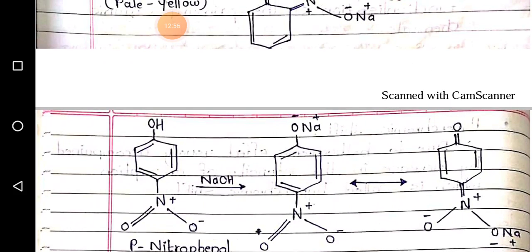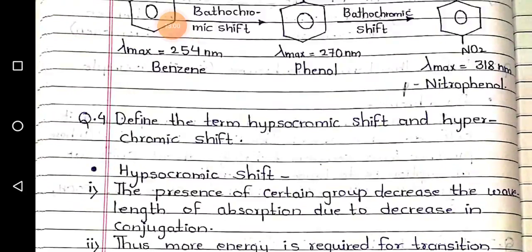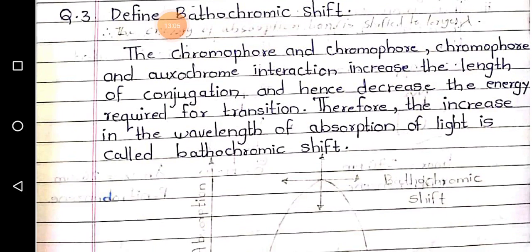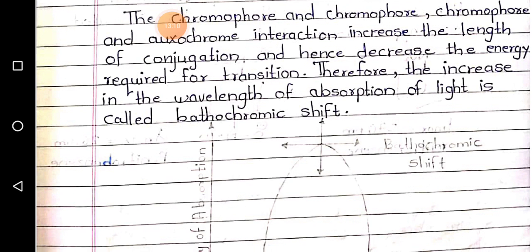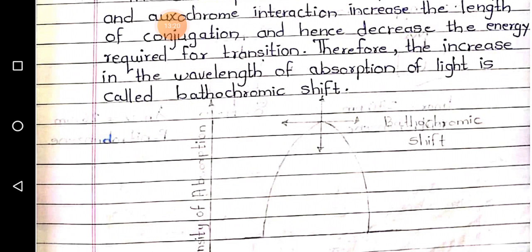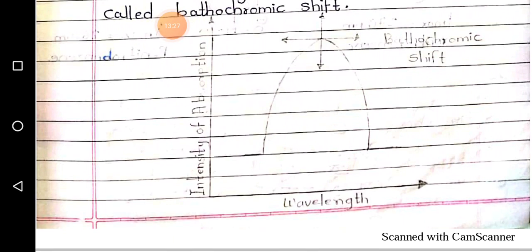So this is all about these terms: the hypsochromic shift, bathochromic shift, and chromophores. Once again, in the bathochromic shift, the chromophore and auxochrome interaction increases the length of conjugation and hence decreases the energy required for the transition. Therefore, the increase in the wavelength of absorption of light is called the bathochromic shift. Here is the diagrammatic representation.